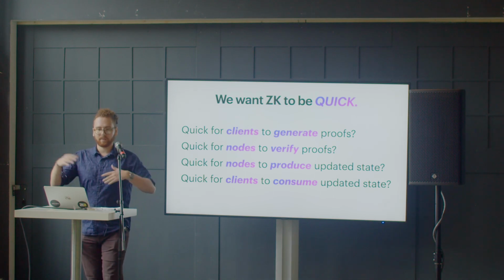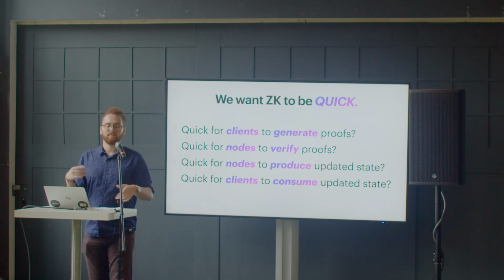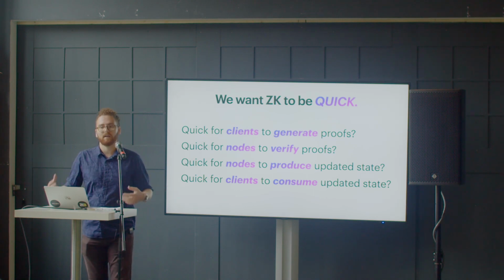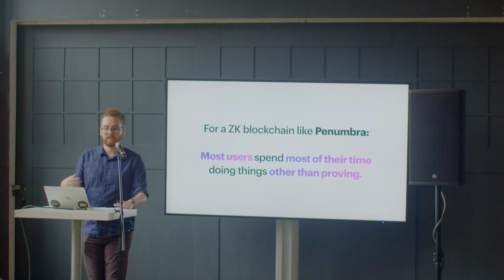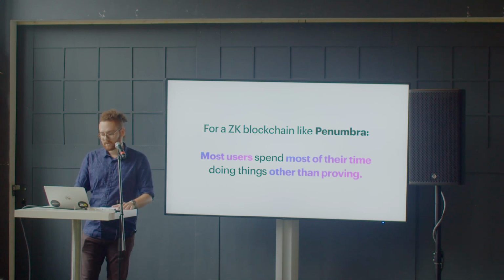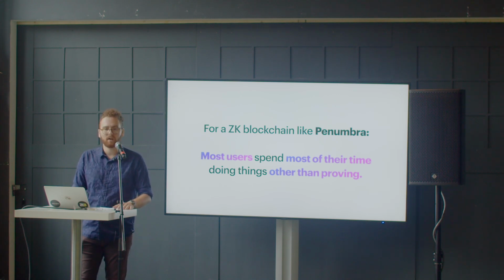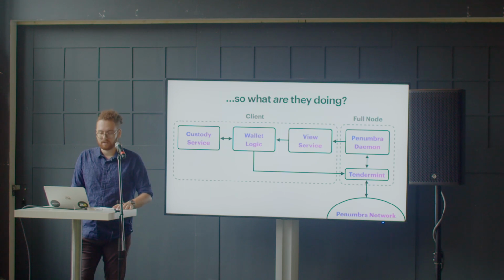There's an entire pipeline and network of things that need to happen in order for a fully integrated ZK system to be efficient for all people who participate in it. So what we observed in Penumbra is that for a ZK blockchain like ourselves, most users spend most of their time doing things other than generating proofs.